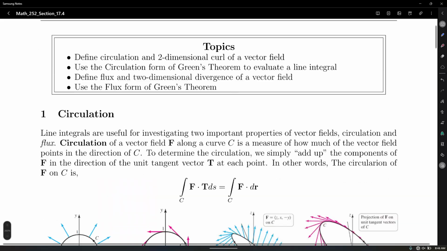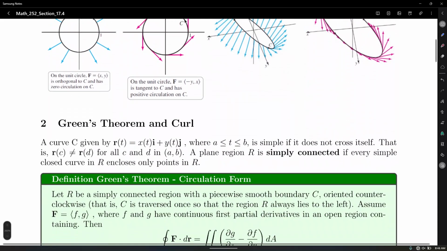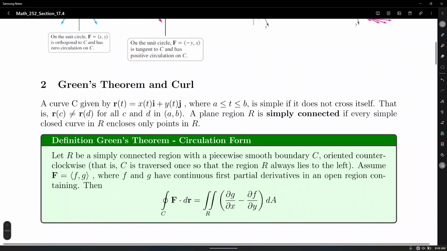Let me give you the first version of Green's theorem, because there are 2 versions. The curl version, which calculates circulation, and the divergence version, which calculates flux. We'll see more about it. So yes, here it is: evaluate a line integral, but instead using a double integral.